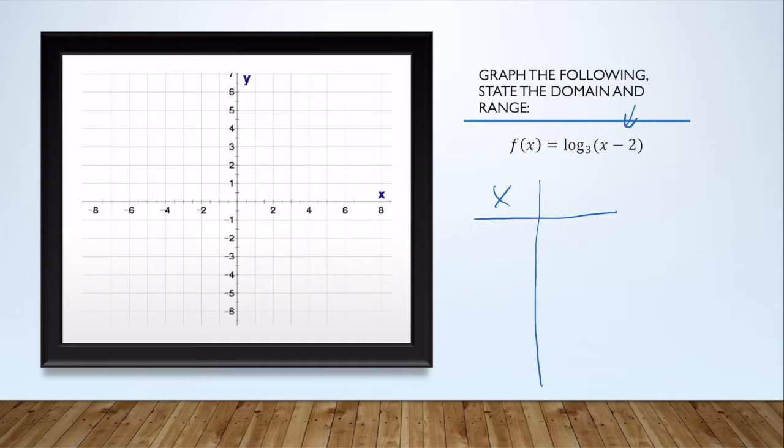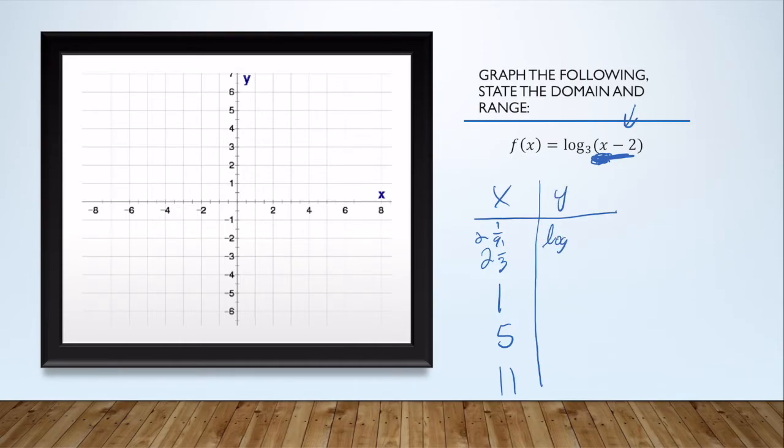I'm going to pick some odd x values that make sense. If I plug it in, for example, if x is 3, 3 minus 2 is 1, and we can take the log base 3 of 1. We can also take x is 5, 5 minus 2 is 3. Or x is 11. I can only take the log of positive numbers, so I could have x is 2 1/3, or x is 2 1/9. Let's plug these in.